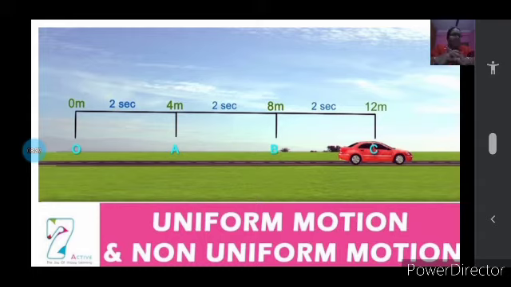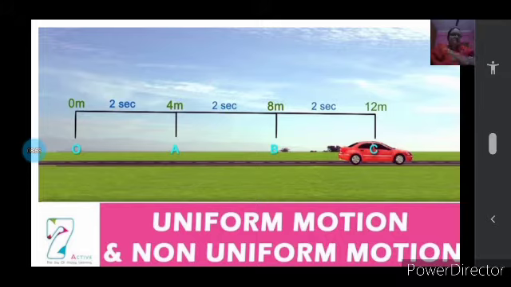Yes, children. So now, how is the car moving? At every equal interval, from O to A it is taking 2 seconds. From A to B again 2 seconds. Again B to C it is taking 2 seconds. See how is the motion of the car?